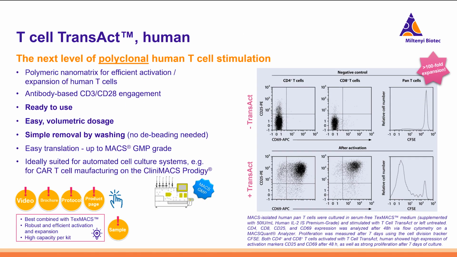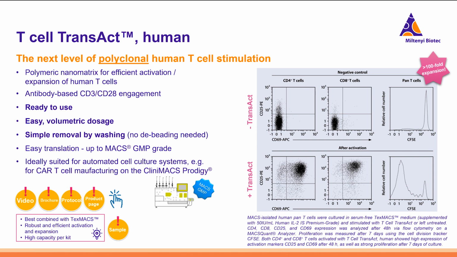Our next polyclonal T-cell activation and expansion reagent is the absolutely innovative T Cell TransAct Human. It is a polymeric nanomatrix that efficiently and reliably activates T-cells via CD3 and CD28 engagement, as you can see in the dot plots on the right, displaying strong upregulation of activation markers CD25 and CD69 in both CD4 and CD8 positive T-cells after stimulation with TransAct. As you saw some slides before, expansion rates hereby exceeded 100-fold in the course of 15 days.